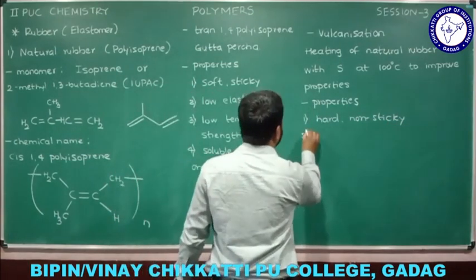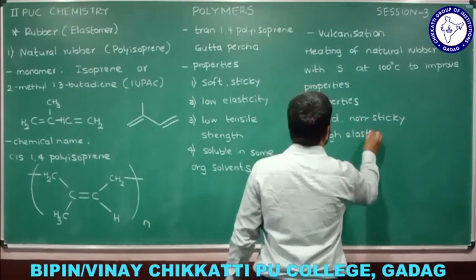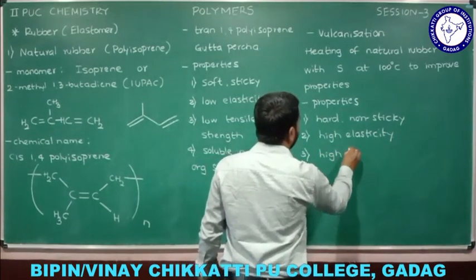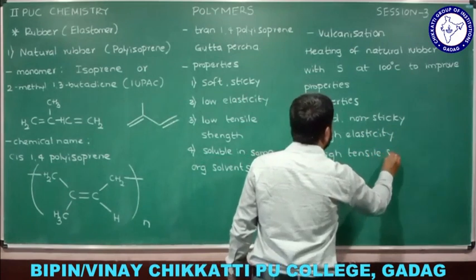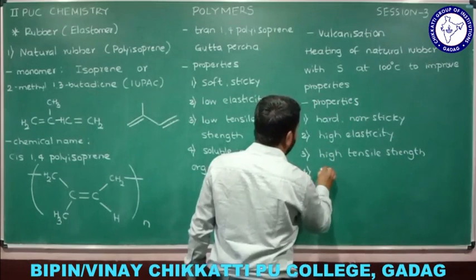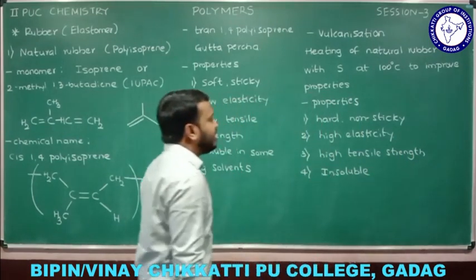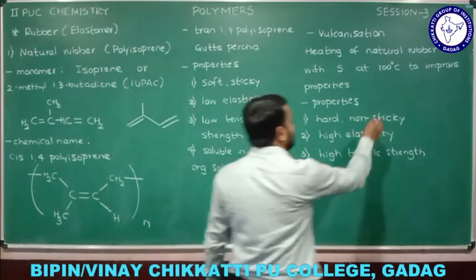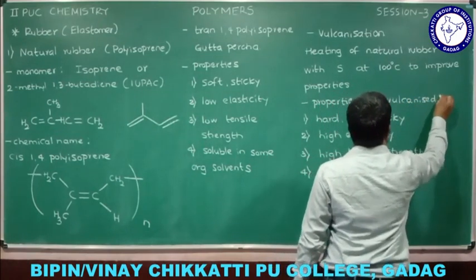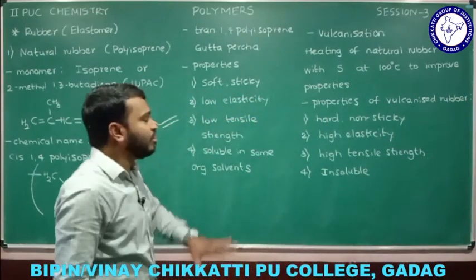Hard and non-sticky, and it has high elasticity, and it has high tensile strength, and one more is that it is insoluble in any kind of solvent, and those are all the properties of vulcanized rubber. You can call it synthetic rubber, or you can call it vulcanized rubber. And that is how we converted the natural rubber into synthetic rubber by a process.